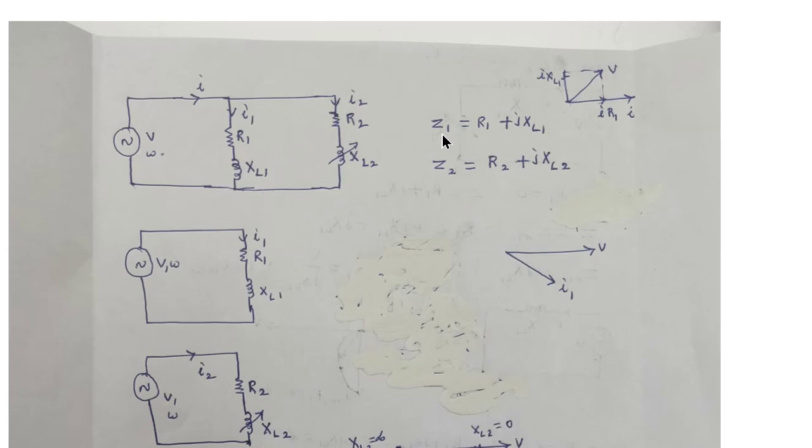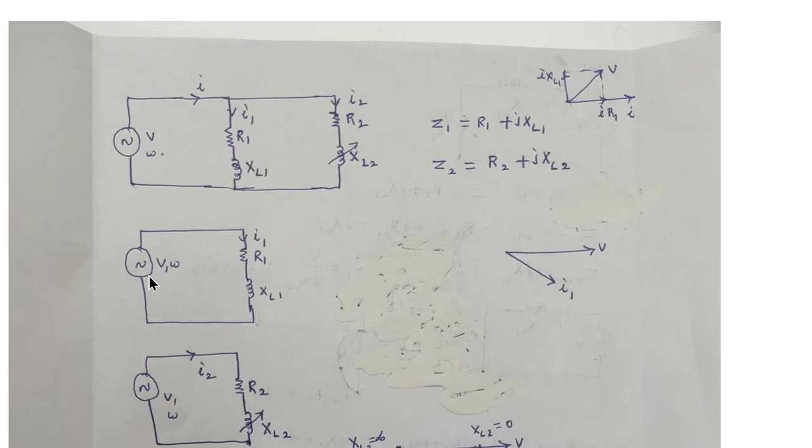So for this R1 XL1 we can say the impedance Z1 is equal to R1 plus j XL1, and it is a fixed value because no variable element is present, whereas Z2, the second branch impedance, is R2 plus j XL2, but this XL2 is going to vary with time. And we know the vector diagram when R is fixed and L is variable, connected to a single phase AC supply.